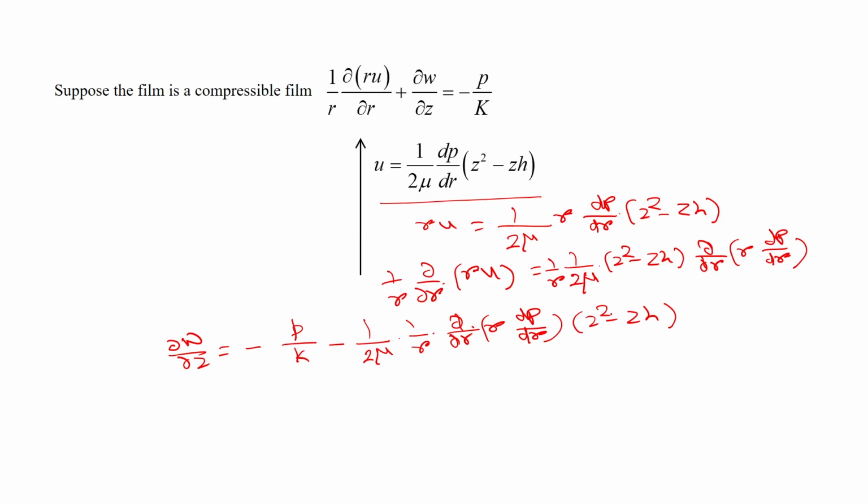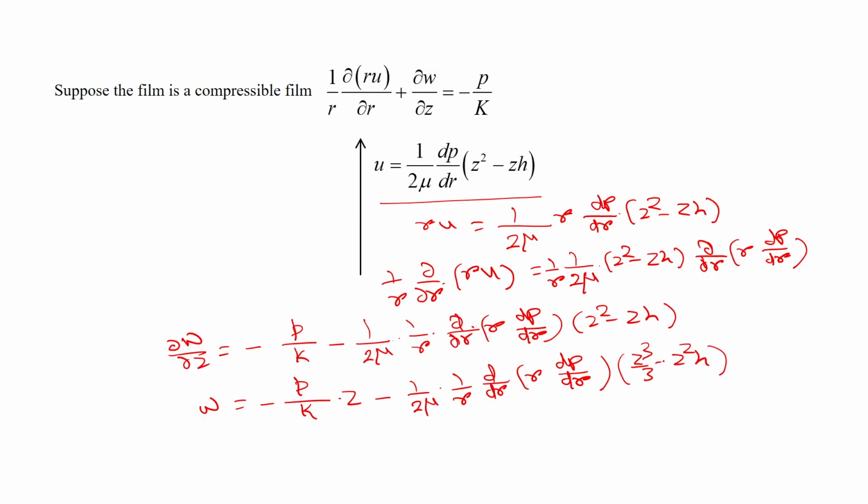So, we can actually integrate it with respect to z. If I do that, then w will be equal to minus p by k into z, minus 1 by 2 r mu into 1 by r d by dr of r dp by dr, and when we integrate it, it will be z cube by 3 minus z square by h. The constant is 0, because w is equal to 0 at z is equal to 0. So, this is the expression for w at any z.